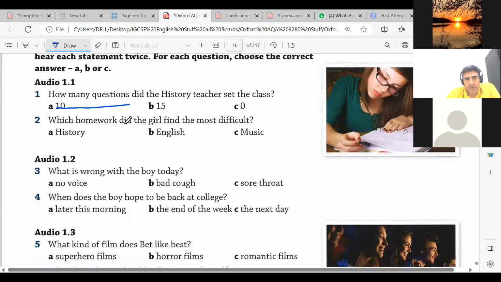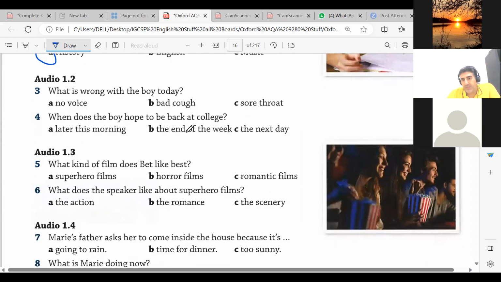And which homework did the girl find the most difficult? History. Okay. Khalid, do you agree? Yes, because it said that it was tricky. Exactly. Yes, you are right. So which homework did the girl find the most difficult? Right? So the first one, 10. The second one, history. Perfect, guys. So the second speaker. So this is, Khalid, as I told, monologue. Look, only one person talks, as you see. Type another one.